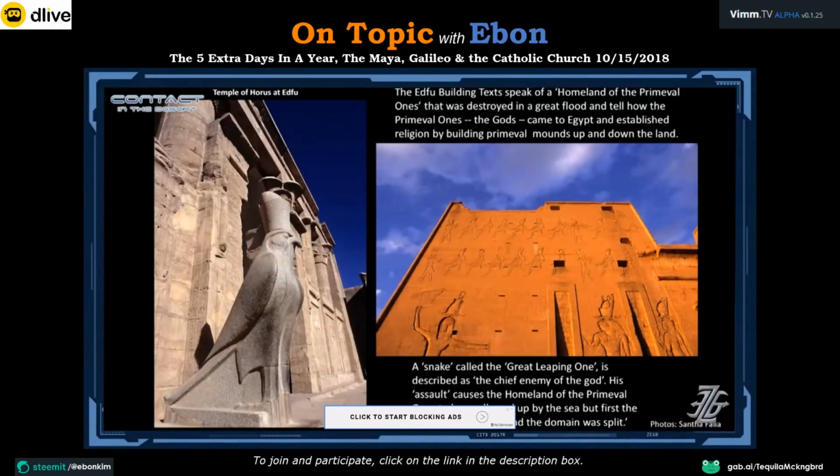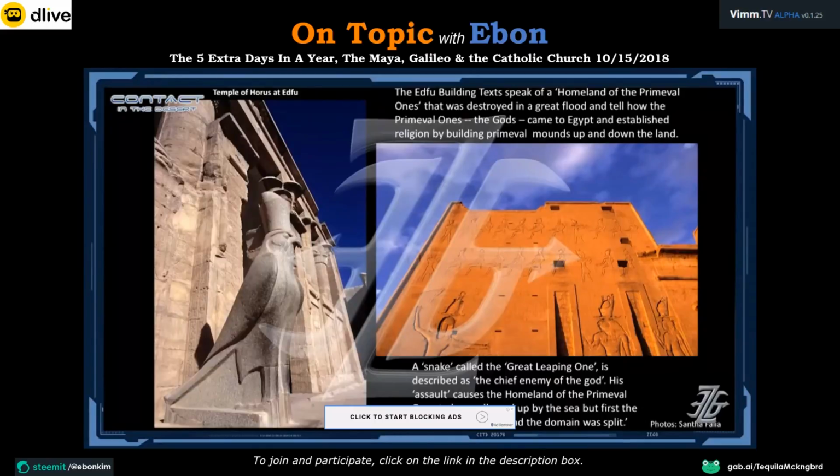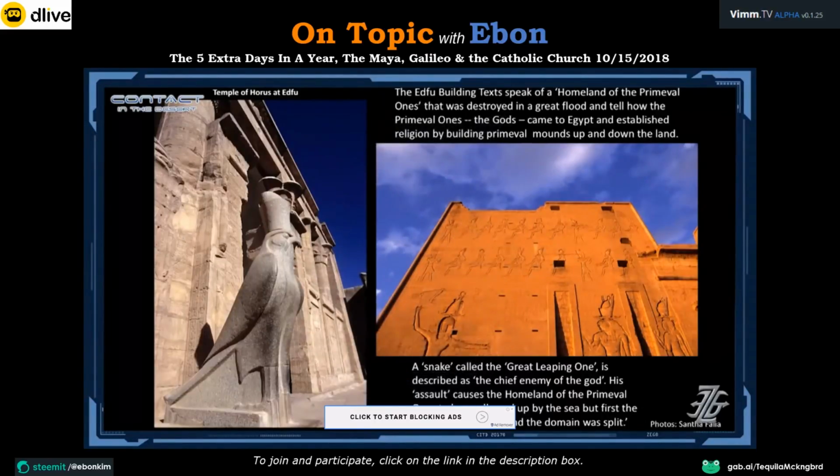And they tell how the primeval ones, the gods, came to Egypt and established religion by building primeval mounds up and down the land. In fact, it's made clear that those mounds were originally set out by the primeval ones in the first time, in the time that the ancient Egyptians called Zep Tepi. Those mounds were indeed to be the sites of all future temples and pyramids that would be built in Egypt. They were a cosmic blueprint that was being placed on the earth at that time.